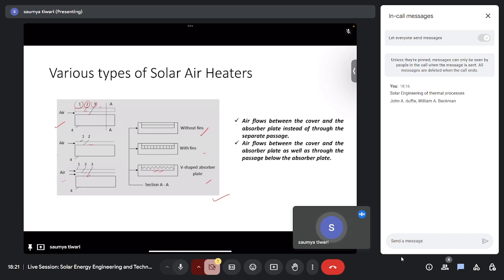So there are various types of solar air heaters: with fins, without fins, absorber plate roughened to give a V-shaped absorber plate. And depending on where the air is flowing, if two covers are there, the air flows from one cover gap to the second cover gap, and then from the absorber plate to the back plate, depending on the different application we require.